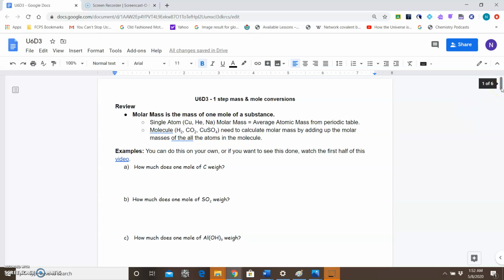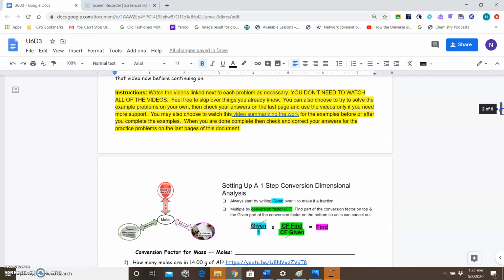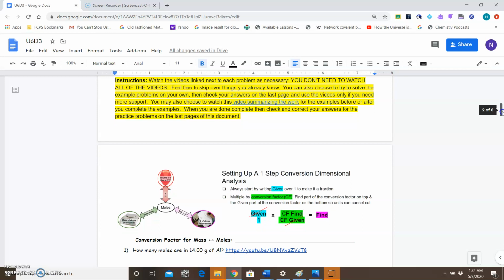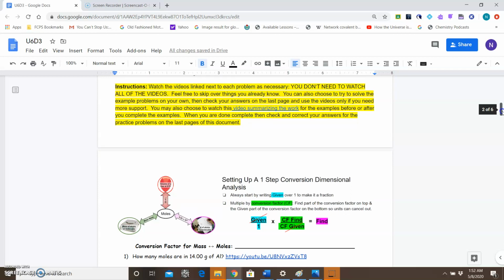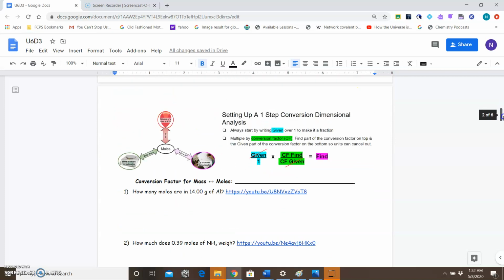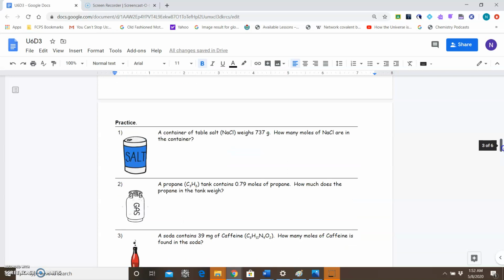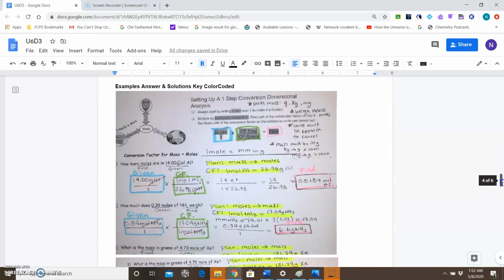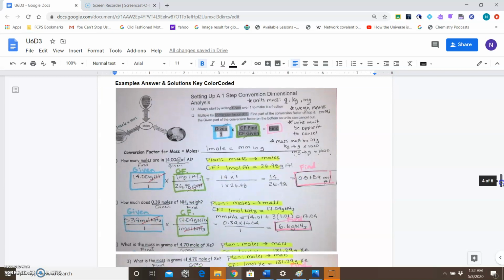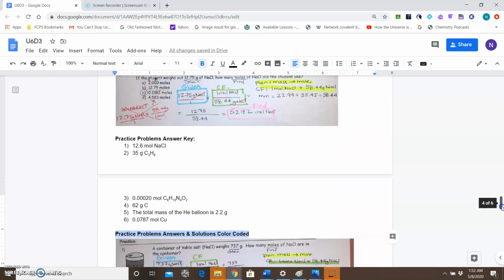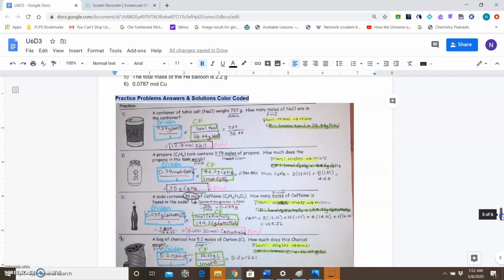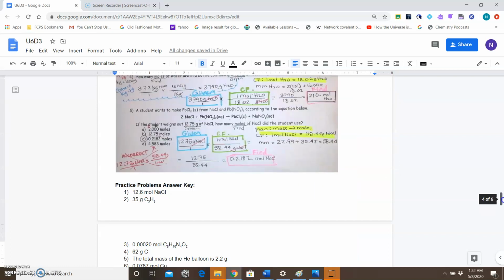This is the instructions for what you're going to be doing with this practice document. The practice document is divided into a review on the first page. At the bottom of that first page are the instructions for how to navigate the examples. The next page has the example problems. And then the third page has the practice. And then the last couple of pages have the answer key and solutions for the examples and the answer key and solutions for the practice.